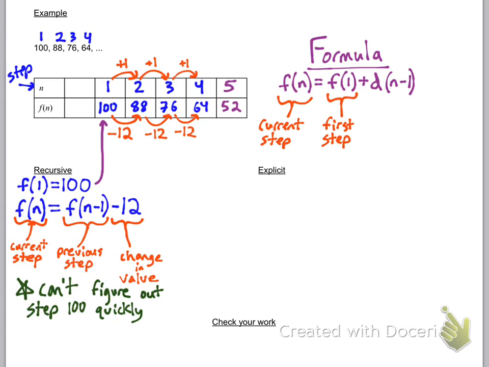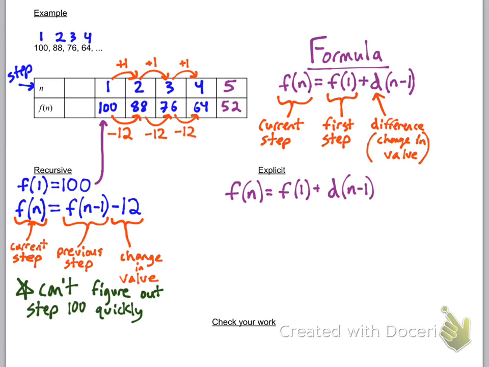And D right here is the difference. And the previous time I said that was the change in value. So you can think of it either way, but they use the letter D because it stands for difference. So to get from 100 to 88, the difference there is you subtract 12. So D would be negative 12. And this last part, n minus 1, is just in parentheses. And we'll talk about why that is, okay?